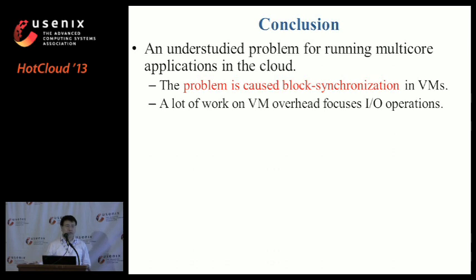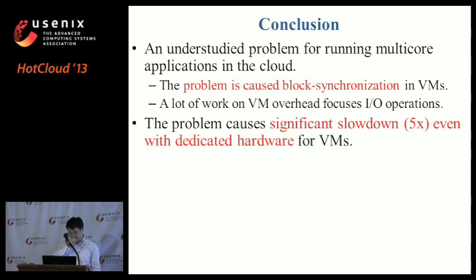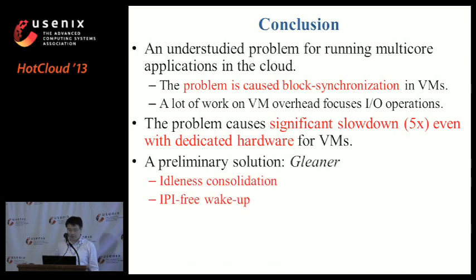Although there are a lot of works focusing on studying the overhead of virtualization, they focus on I/O operations. This problem causes a significant slowdown even when there's dedicated hardware for virtual machines. So this problem must be solved to run applications efficiently in the cloud. So in this work, we propose a preliminary solution called Gleaner.